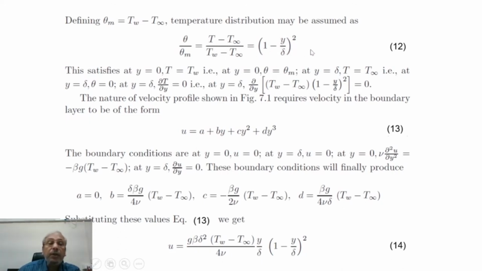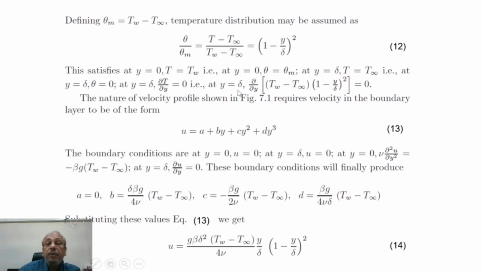Basically, we can take a polynomial and then satisfy these conditions. At y equal to 0, T equal to Tw, that means at y equal to 0, theta equal to theta m. At y equal to delta, at the edge of boundary layer, T equal to T infinity, that is at y equal to delta, theta equal to 0, because theta is T minus T infinity. At y equal to delta, T equal to T infinity. So T minus T infinity will be T infinity minus T infinity, theta equal to 0. And at y equal to delta again, del T del y equal to 0.